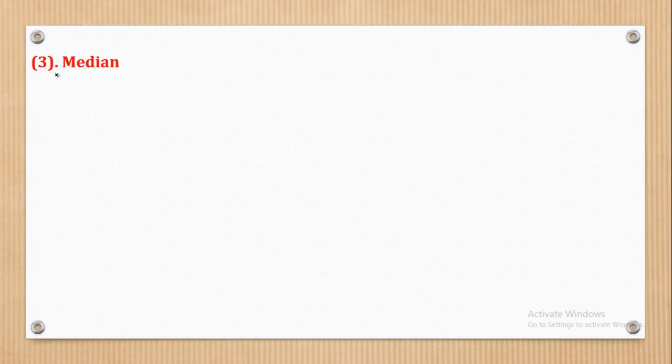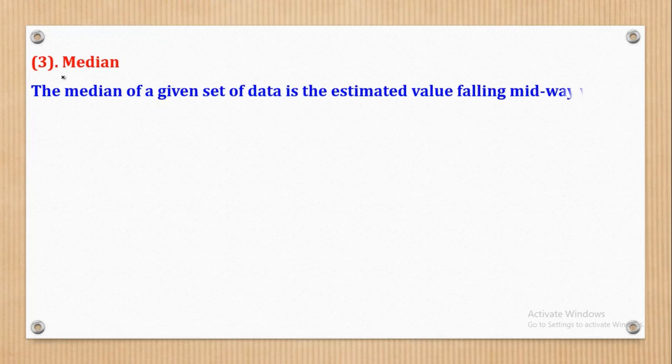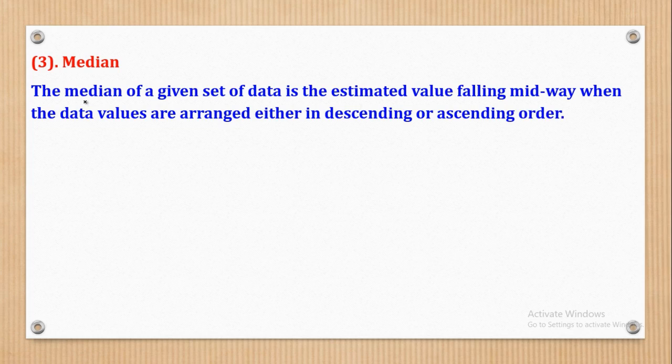Then we shall go to median. So we shall say that the median of a given set of data is the estimated value falling midway when the data values are arranged either in descending or ascending order. So know that the data values have to first be arranged either in descending or ascending order.